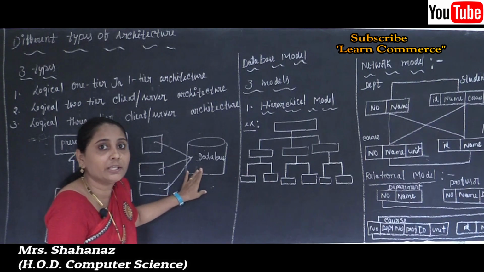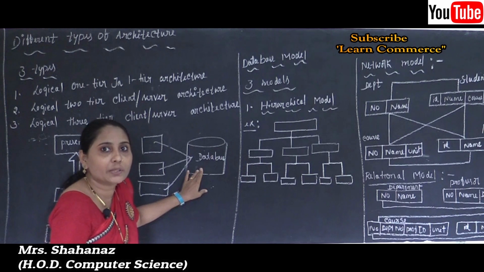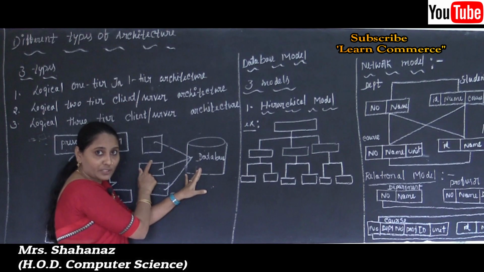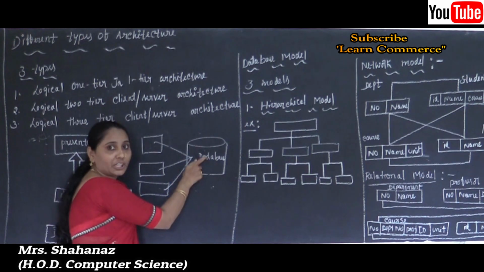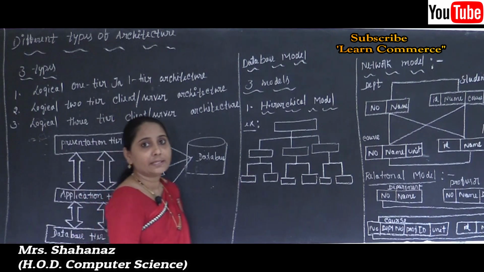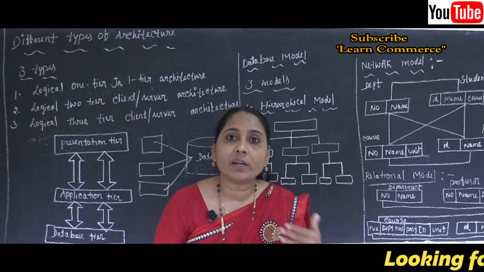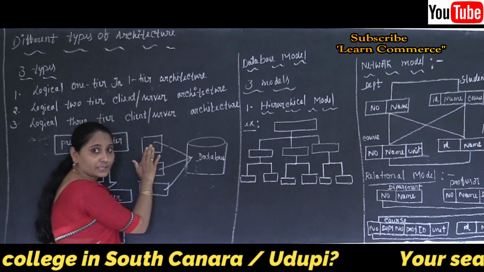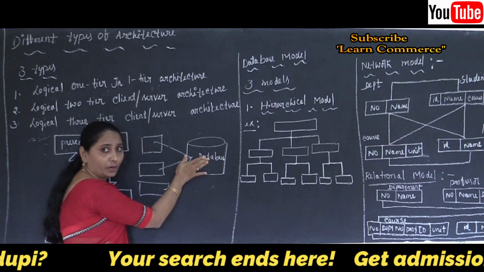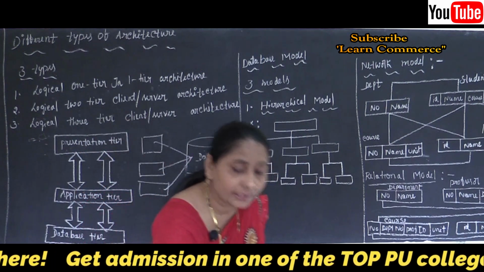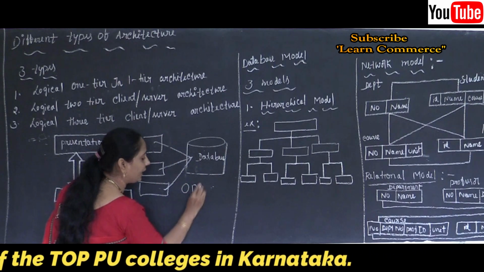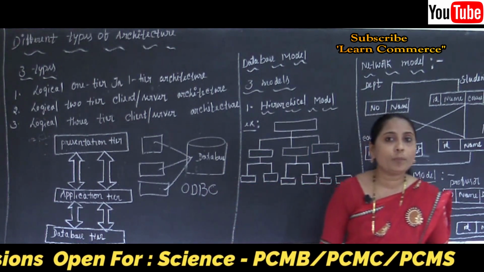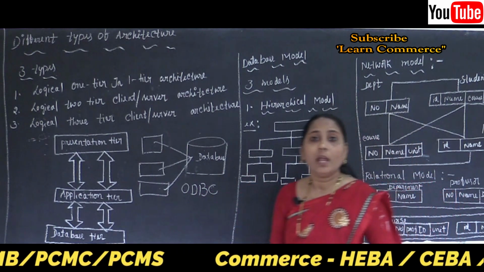So we can say that the two-tier client server architecture is used for the user interface program as well as the application program, and that runs on the client side. That means client means user. Whatever data, if any user wants to access such data, they can access it from the application program. And the interface is called the ODBC. So what's the full form of the ODBC? The full form of the ODBC is Open Database Connectivity.